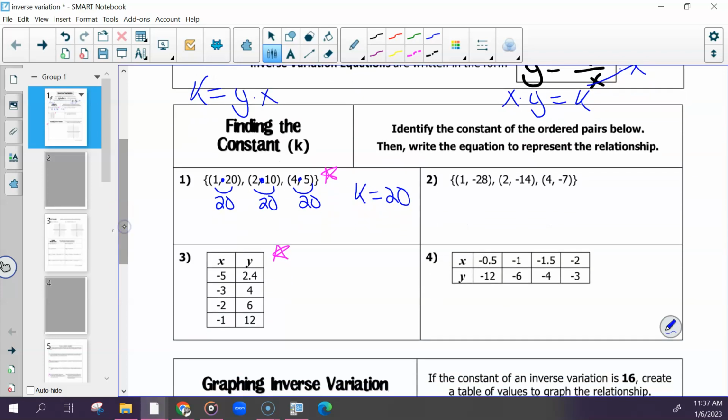And once you find that k value, you can write it as an equation. So using our y equals k over x, this would be y equals 20 over x. Questions on that one?